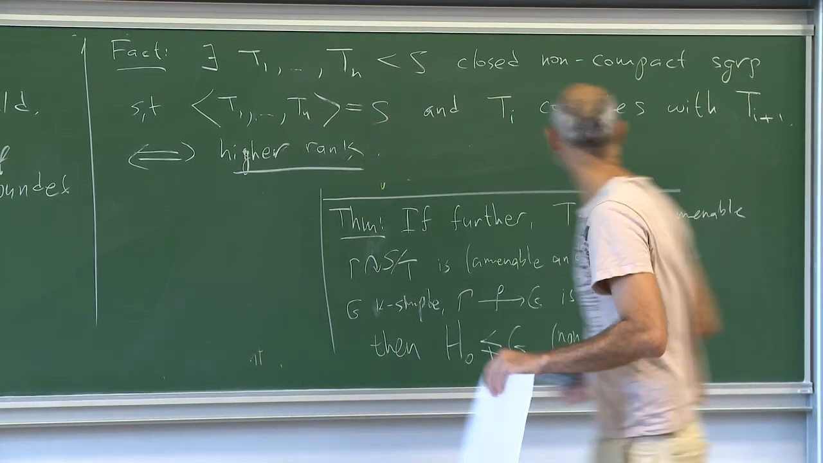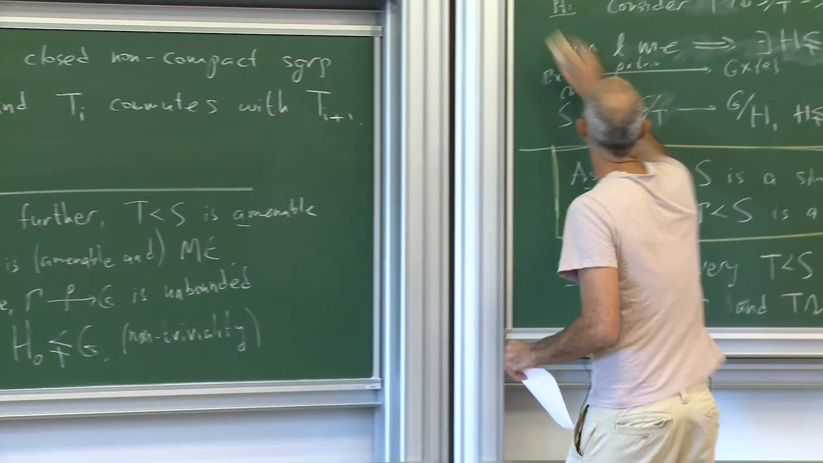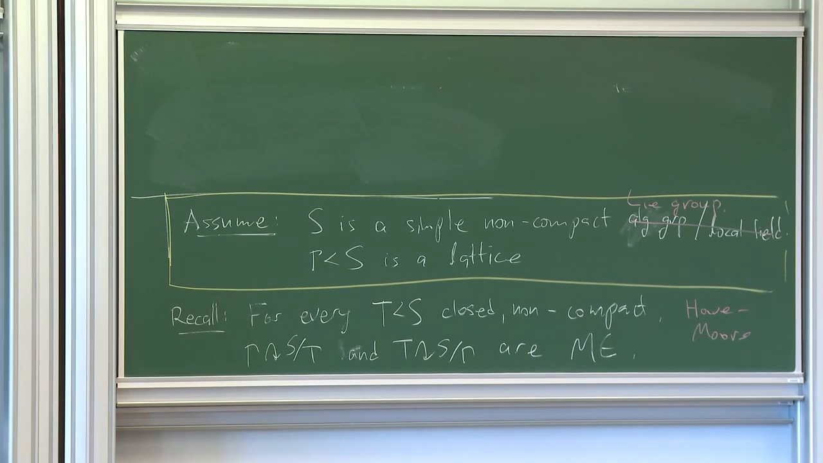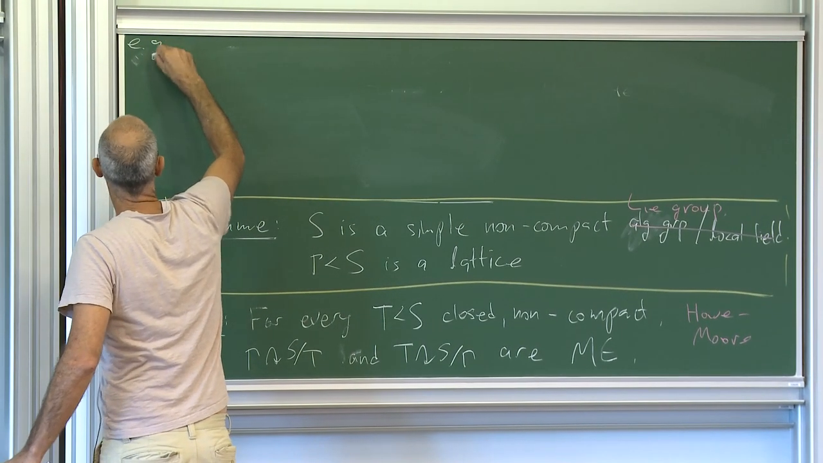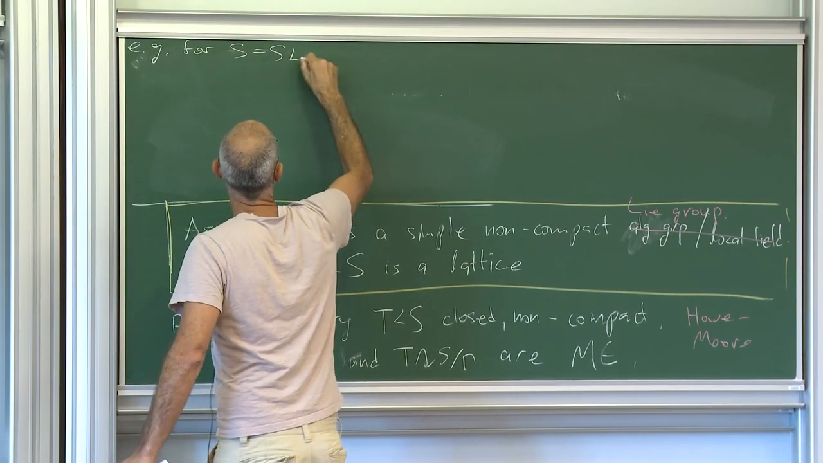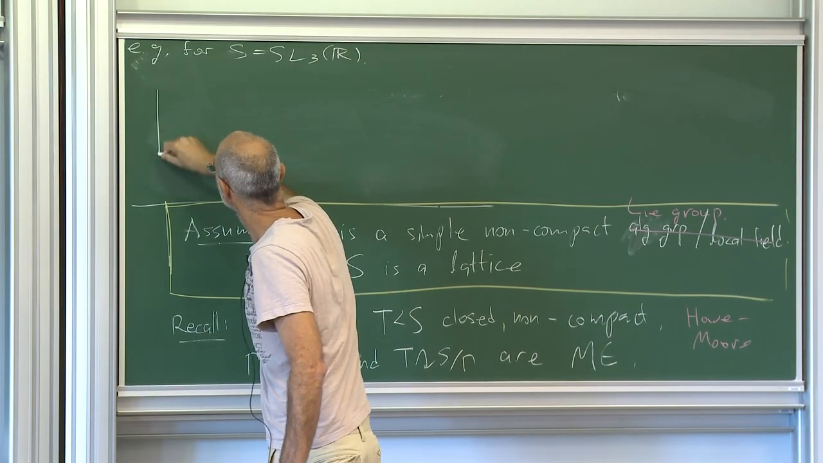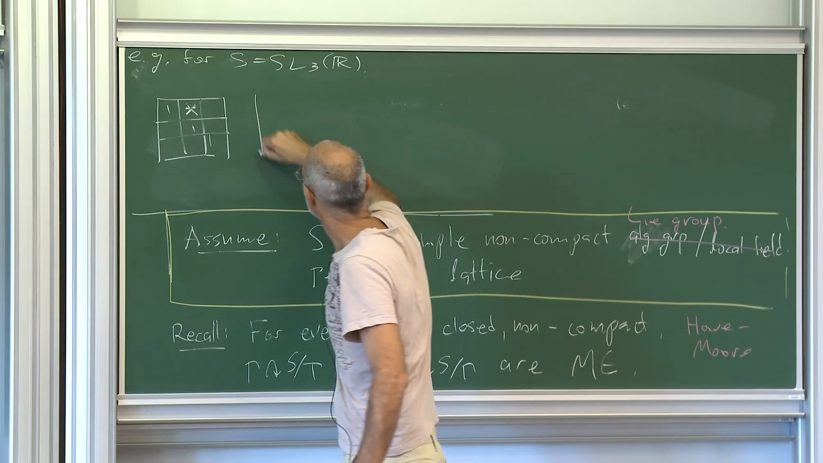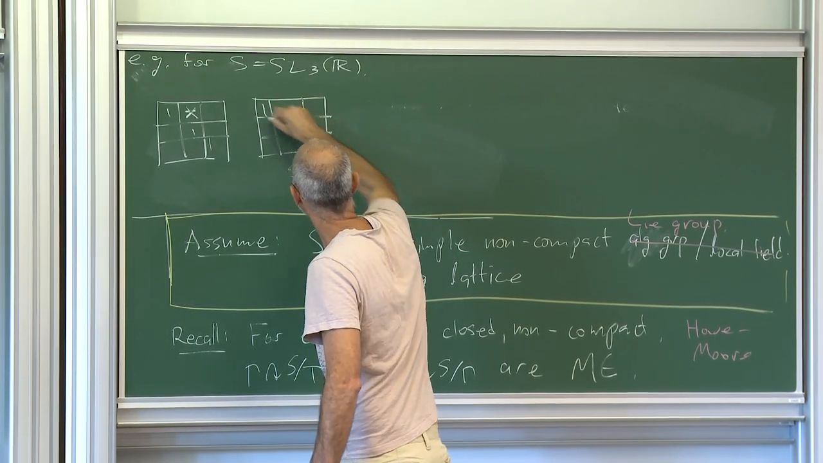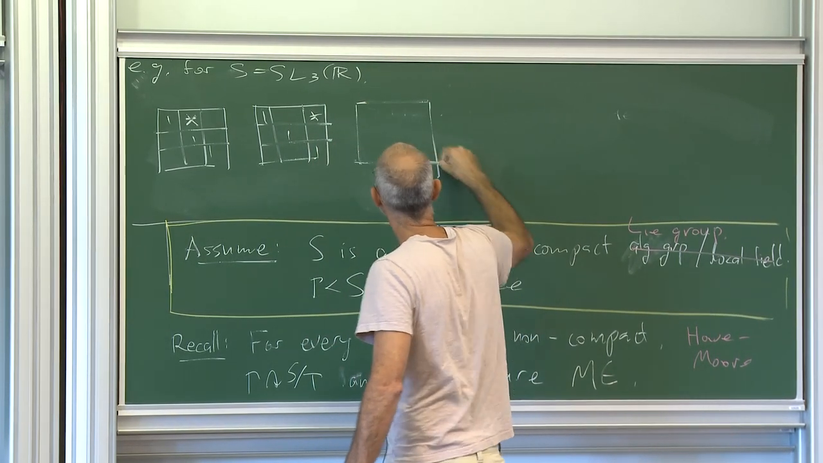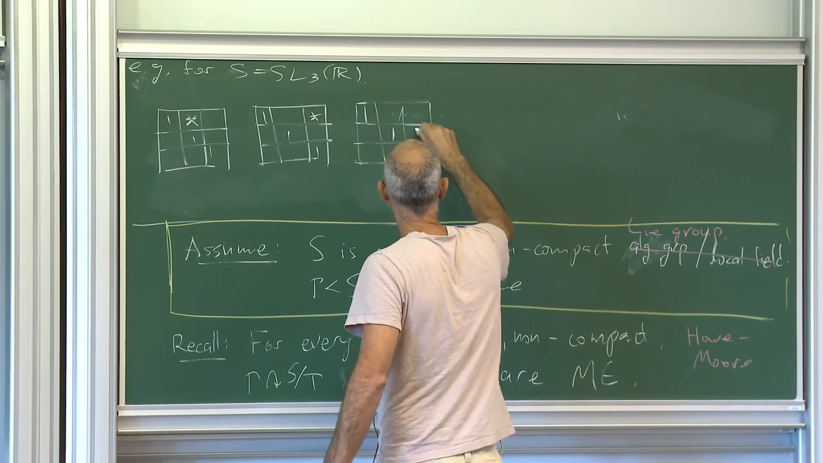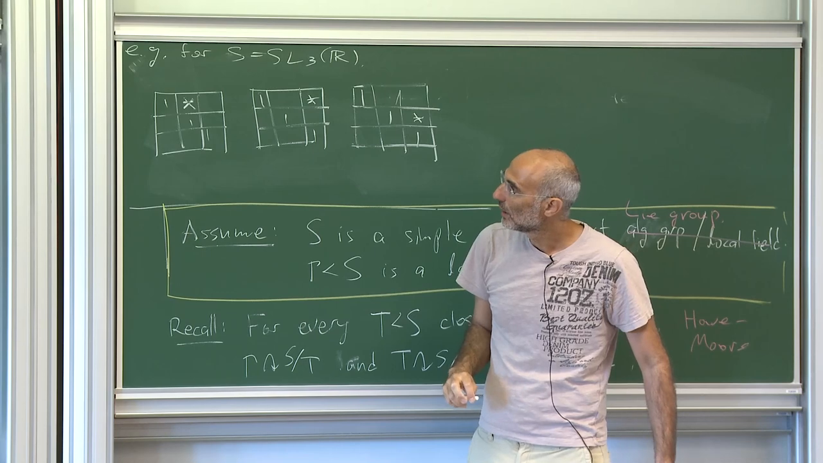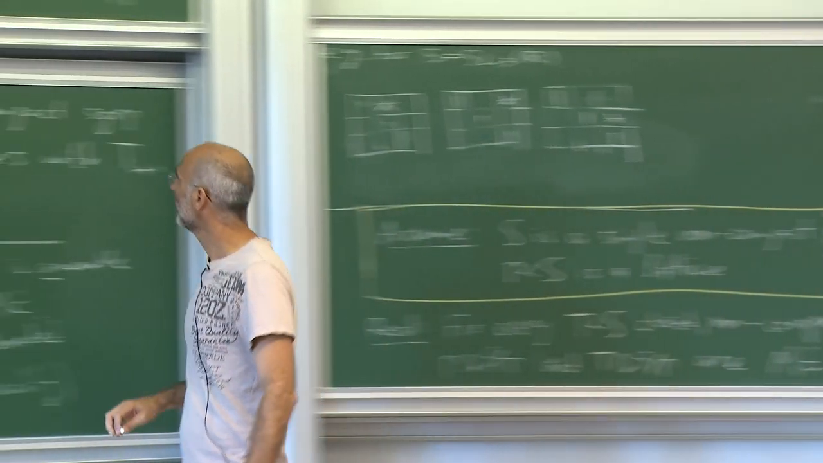Let me illustrate this. Take S to be SL3R and take our groups to be T1, T2, and T3. I'll take them to be the root groups, and these three are the ones that together generate the standard Heisenberg group. You know, the Ti should be abelian.